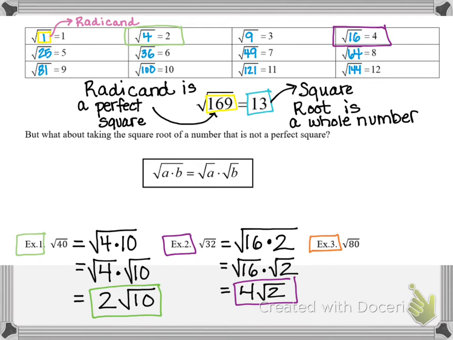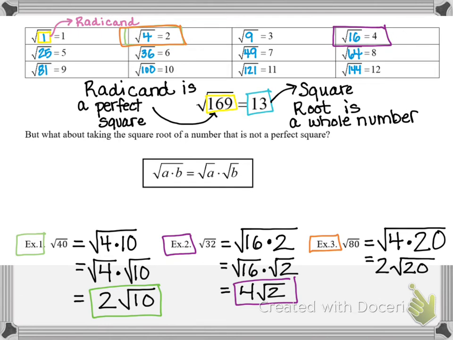So for the square root of 80, right off the bat, you might recognize, well, okay, 80 is divisible by 4 and 4 is a perfect square. So let's rewrite it as the square root of 4 times 20. So that gives me 2 times the square root of 20. So notice right away, I saw that the square root of 4 is the whole number 2, and then 20 is not a perfect square.